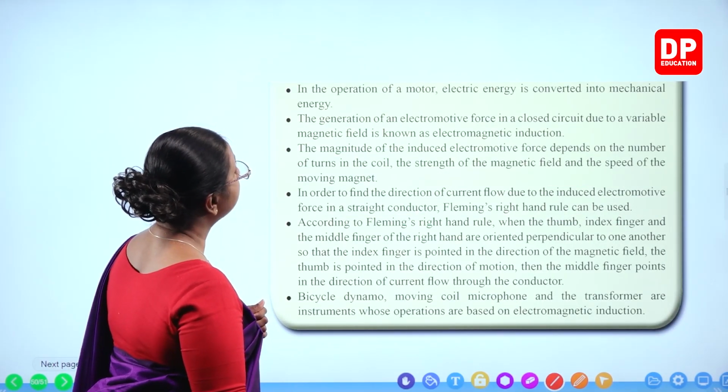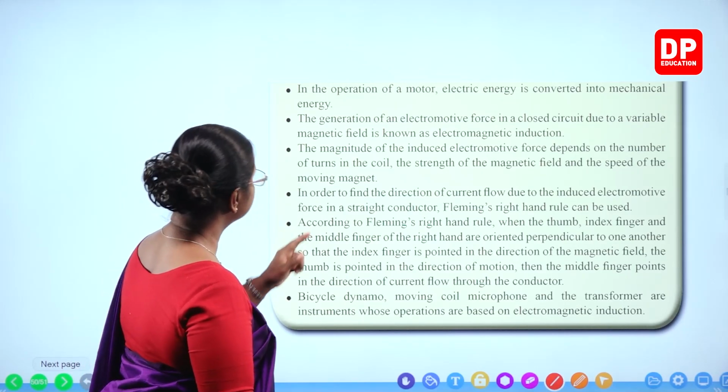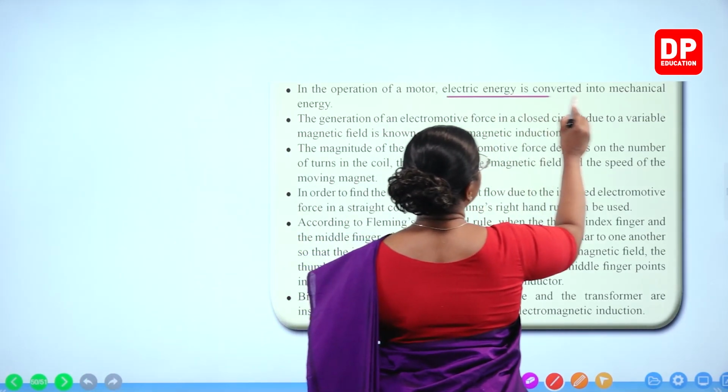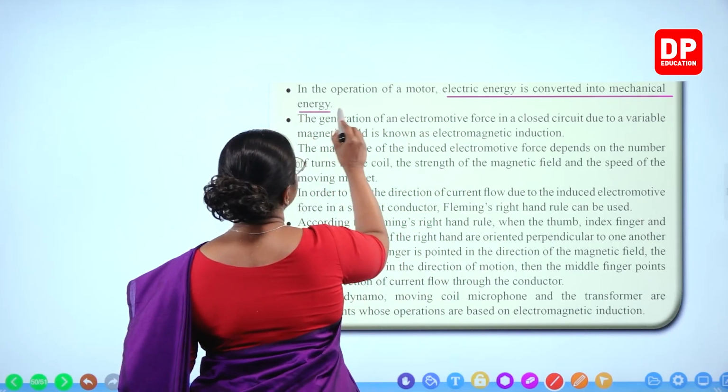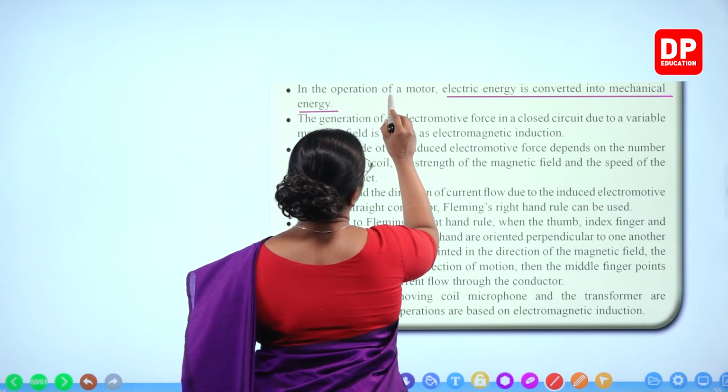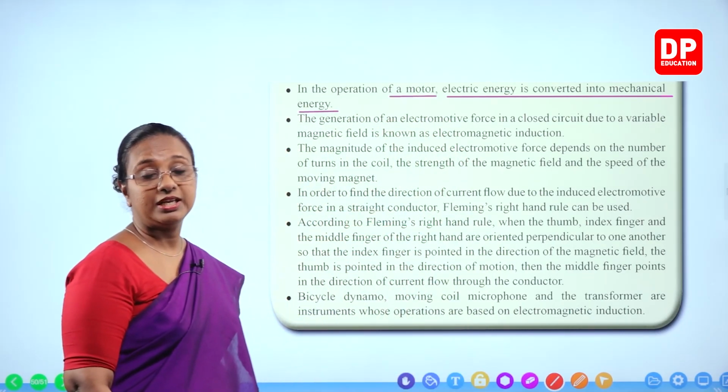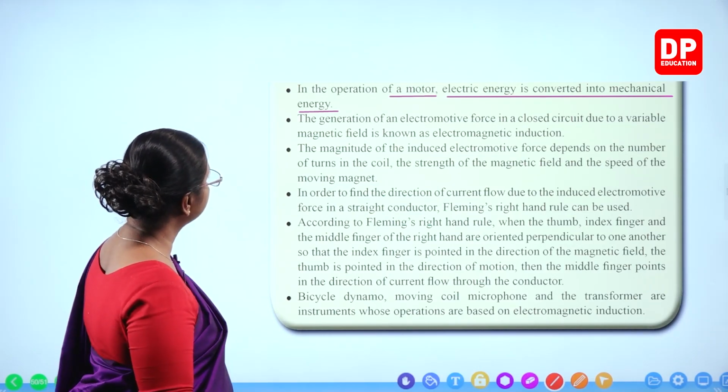In the operation of a motor, electric energy is converted to mechanical energy. Electric energy is converted to mechanical energy in a motor. It is a direct current motor. You can remember that.